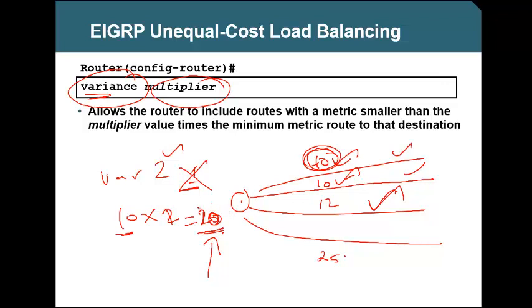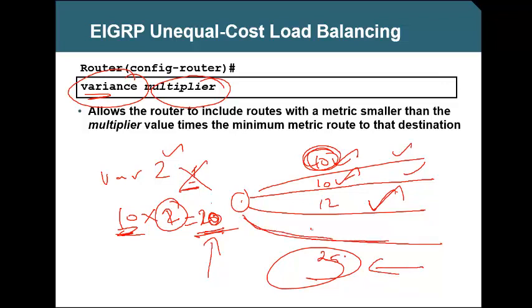So 25 cannot be used because 10 multiplied by the variance value 2 gives you 20. 10 is the lowest metric. If I want to include this path, if I want this path also to be included in load sharing, please tell me what should I do?